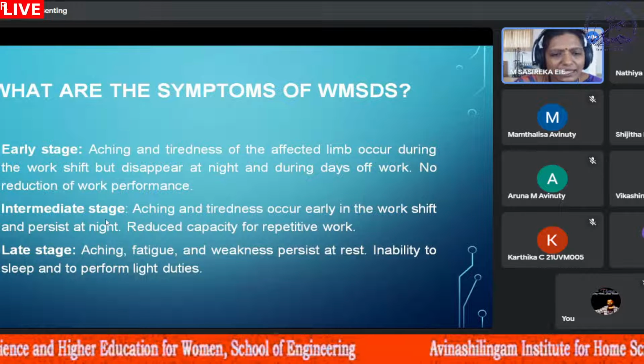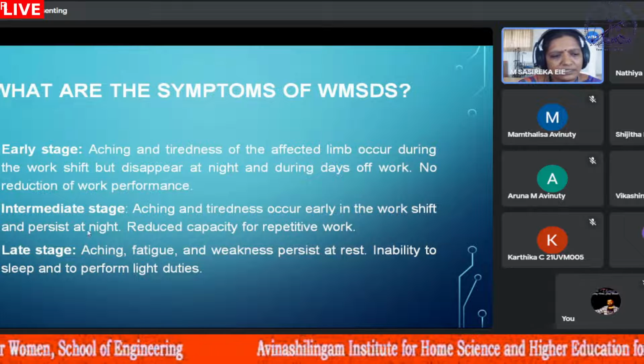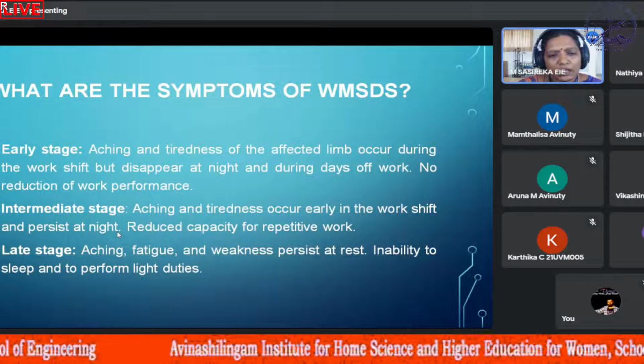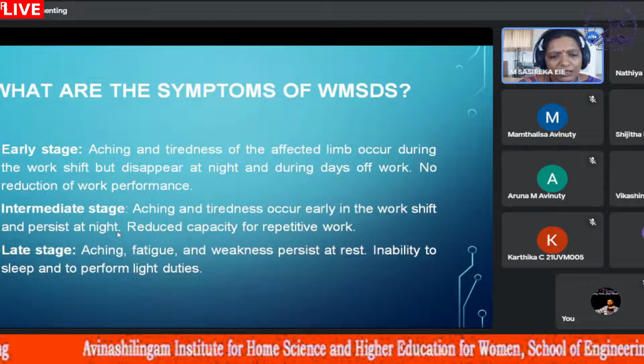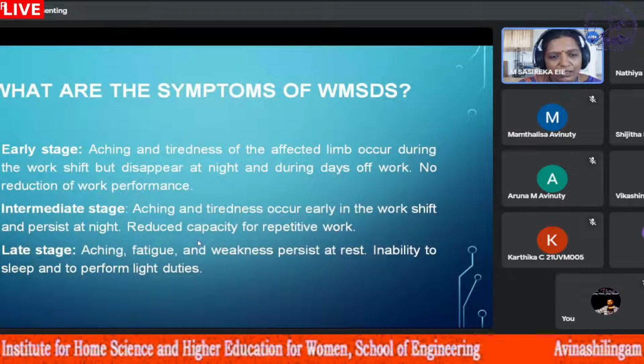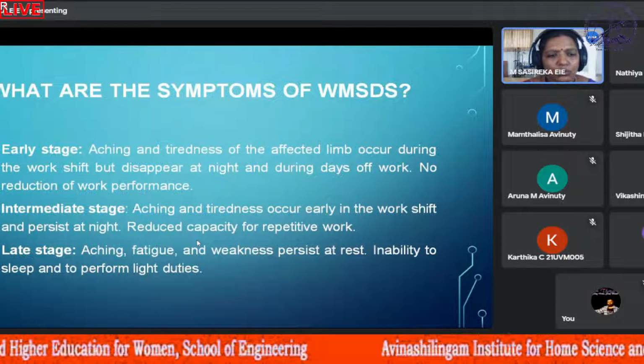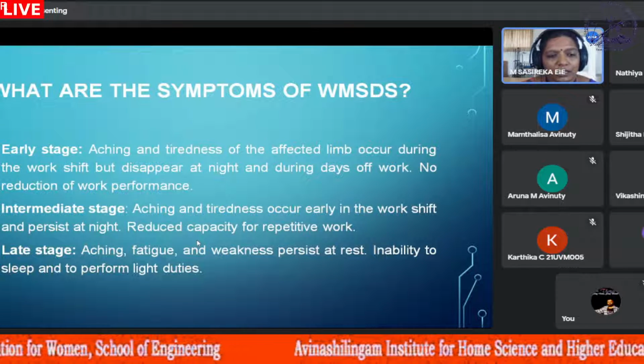And the intermediate stage is aching and tiredness that occur early in the work shift and persist at night. In the morning you feel fine, but in the evening it becomes very painful. I think most of us feel this. When we are in college, we don't feel anything, we don't find pain. But when you go to your bed, at that time all the pains will come.